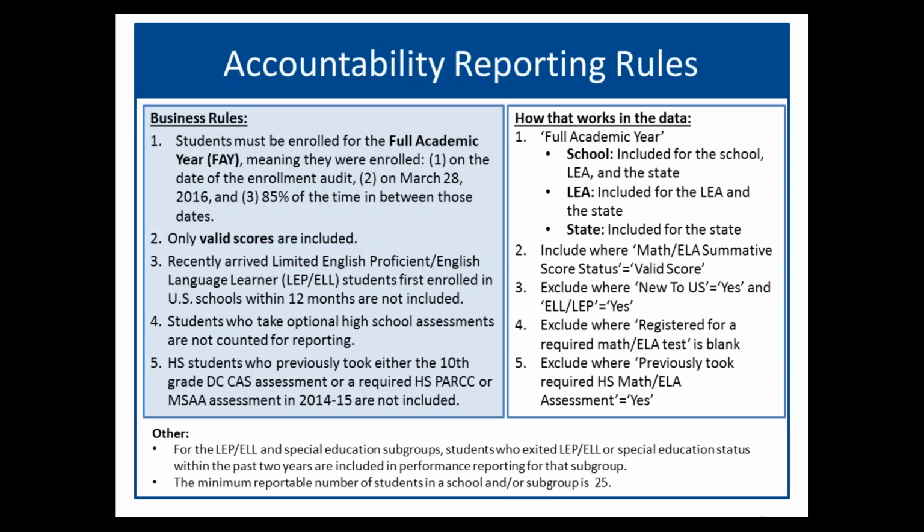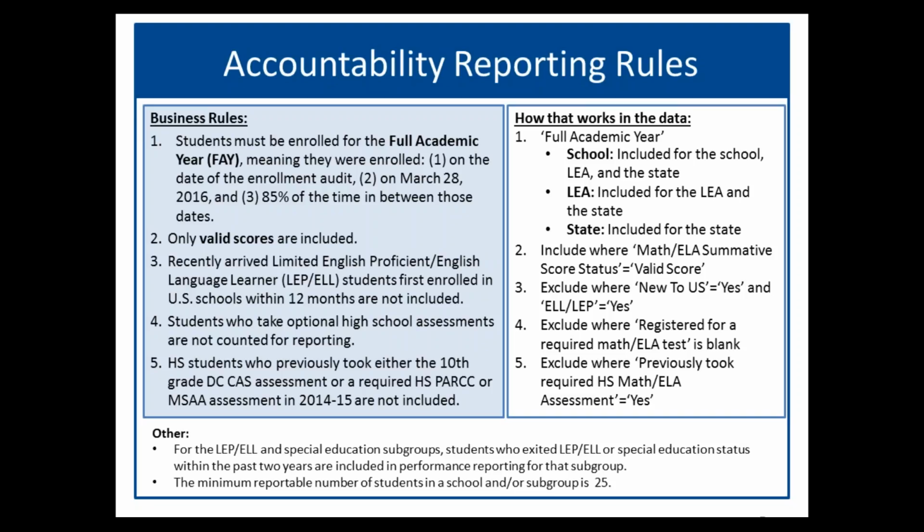So, the accountability reporting rules: students must meet all of the criteria 1 through 5 to be included for accountability reporting. Students must be enrolled for the full academic year, and that means they must be enrolled on the date of the enrollment audit, October 5th, 2015, on March 28th, 2016, which was the first day of PARCC testing, and close to the FAY dates in past years for comparability, and then 85% of the time in between those dates. Again, this is about enrollment, not attendance. The student must be enrolled for 85% of the time in between those dates.